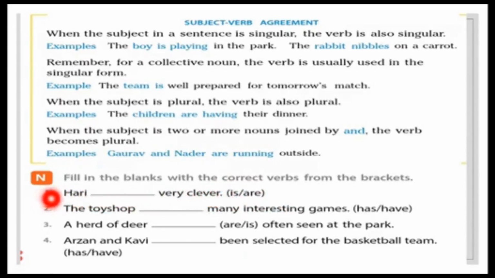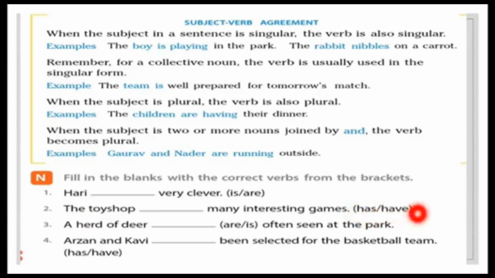The toy shop dash many interesting games. In bracket they had given has or have. The toy shop is the subject over here and it's talking about one thing, one shop. Toy shop is a singular one. So, we have to use a singular verb, has or have. Which is a singular one? Has. Has is a singular and have is the plural.